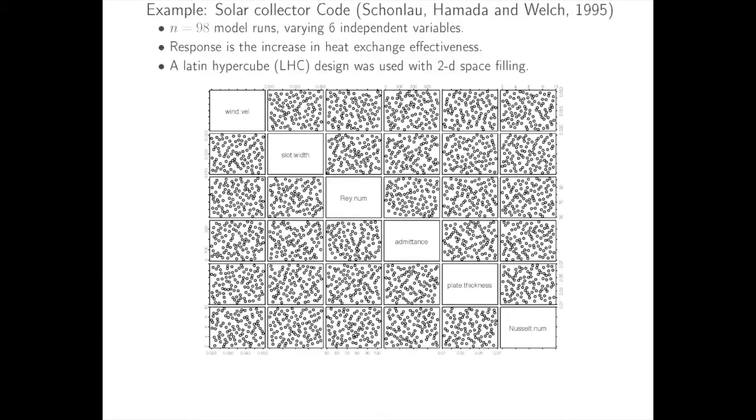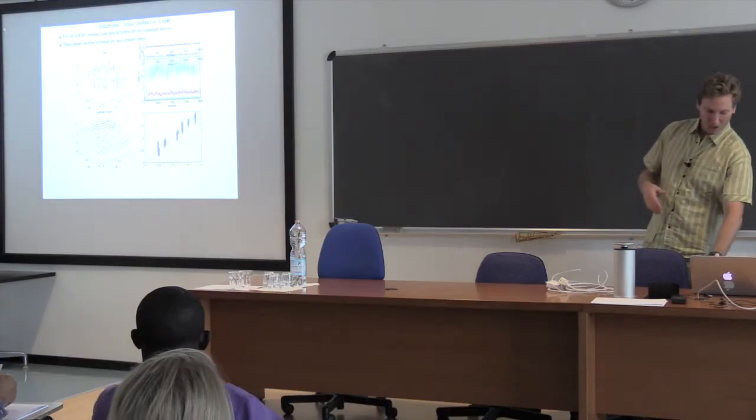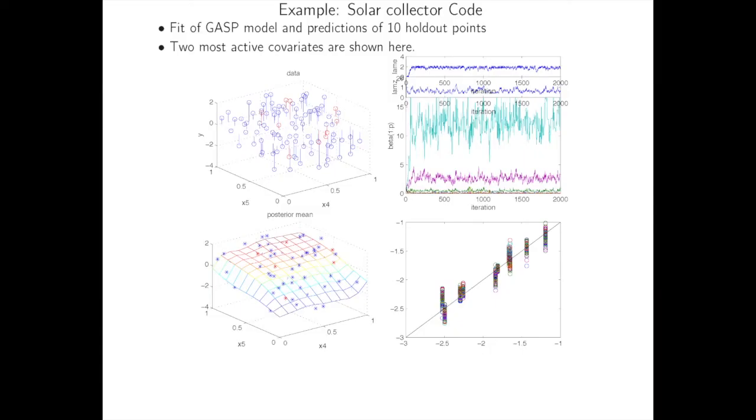So here's an example of a set of runs from computer models, 6-dimensional inputs. And now we want to figure out what the computer model would say in other places. We also want to know what inputs are really sensitive to the outputs that we're looking at. And so fitting a response surface to something like that would be important.